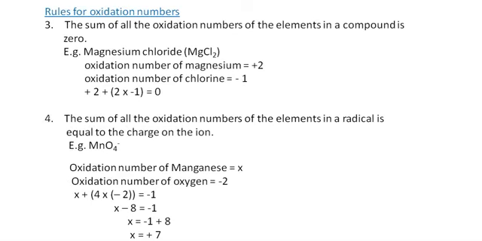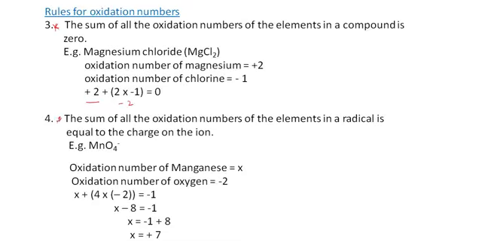Another rule is that the sum of all the oxidation numbers of elements in a compound is 0. If we have a compound like magnesium chloride, the oxidation number of magnesium is +2 and of chlorine is -1. Since we have 2 chlorine present, it'll be 2 multiplied by -1, which gives us -2. So +2 plus -2 equals 0. So the sum of all the oxidation numbers of elements in a compound is 0.